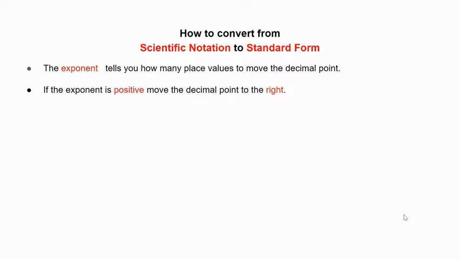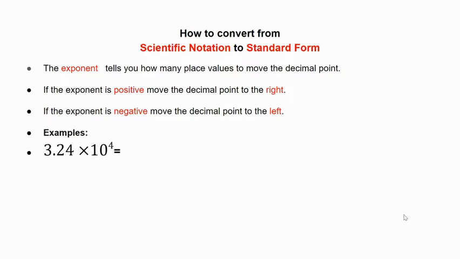So if you want to think about it like money, like if you had a positive money situation, you would expect that you have a lot of money or greater than 1. If the exponent is negative, you move the decimal point to the left. So it'd be a negative money situation if you had less than $1.